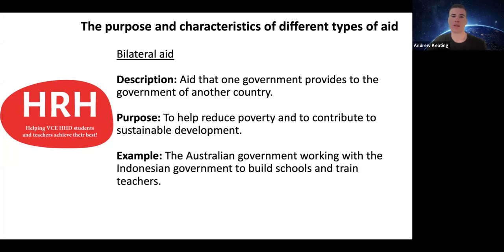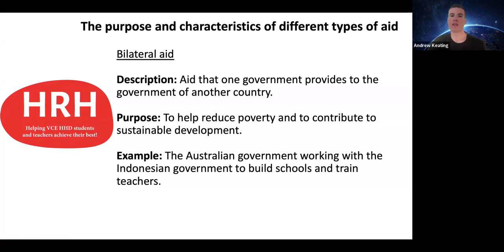So that could be the Australian government providing aid, say, to the Indonesian government, and you can see the example down there. That could be to build schools and train teachers. So the purpose behind this type of aid is to help reduce poverty and contribute to sustainable development. Unlike emergency aid, this is often more long-term development assistance.